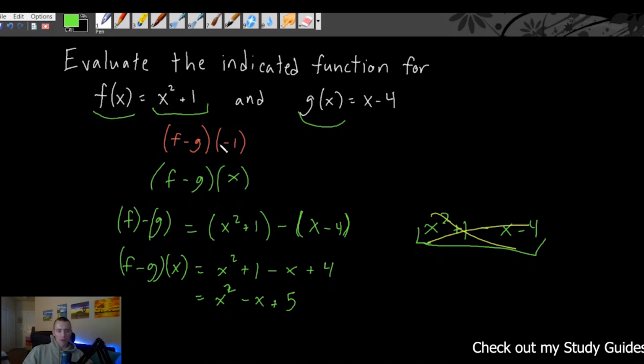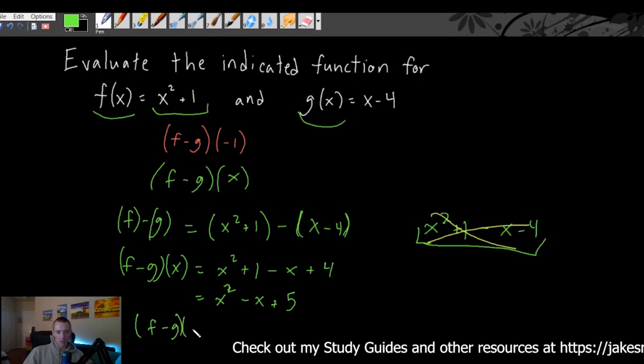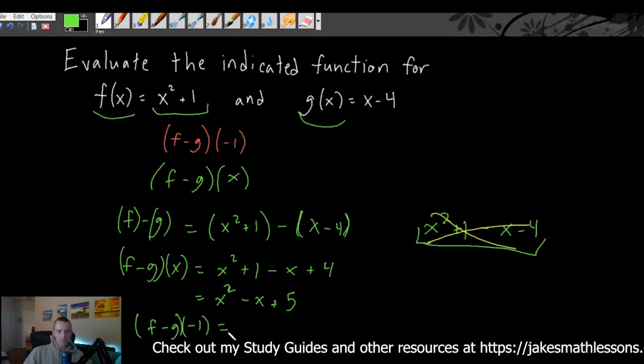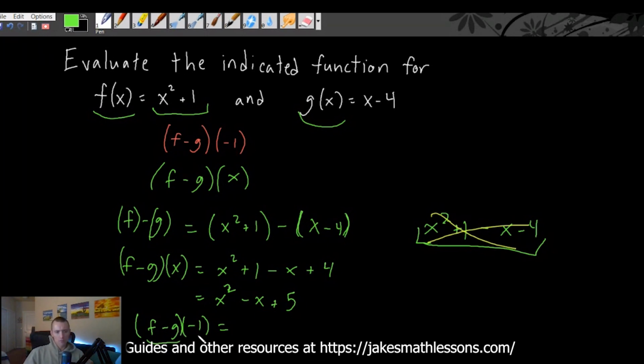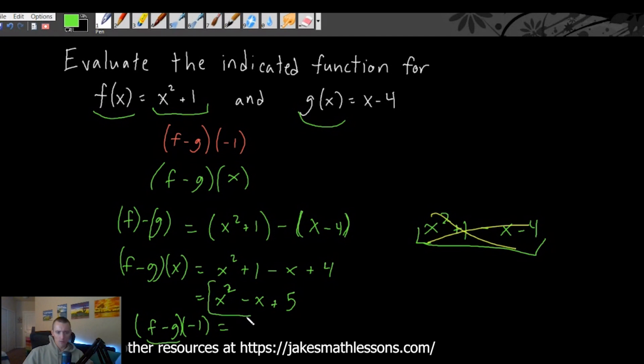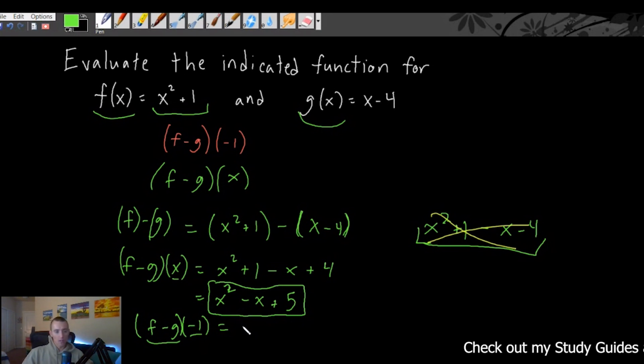Now what we need to do is evaluate this at -1. So basically what we need to do now is find f minus g of -1. So all this notation is saying is go to your function f minus g, which we know is right here, and wherever you see an x, you're going to replace that x with a -1. And again, make sure you put it in parentheses. That's also very important here. So we're going to go to this function right here, x squared minus x plus 5. Wherever we see an x, we're just going to replace it with a -1 in parentheses.